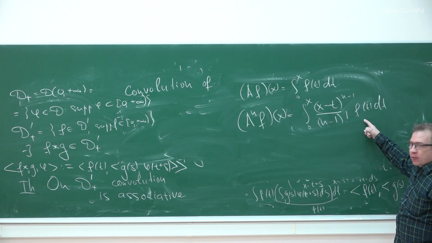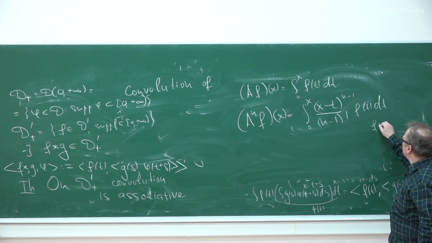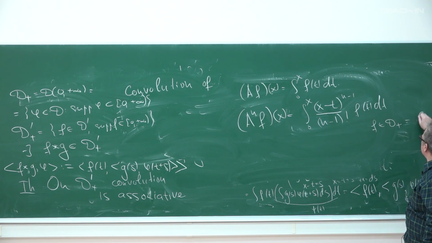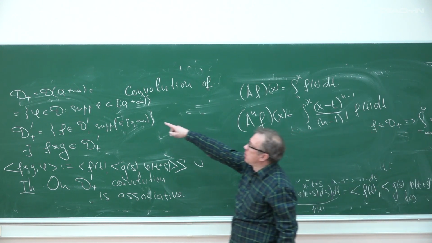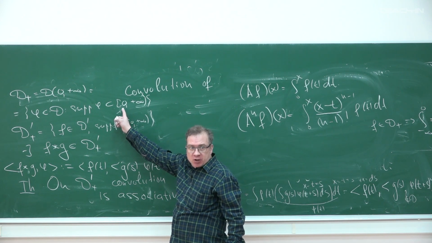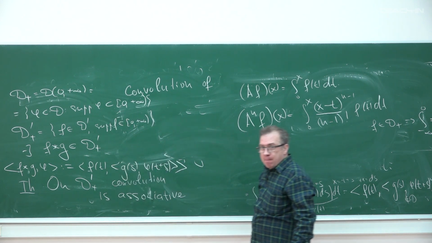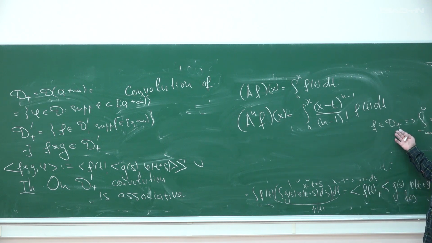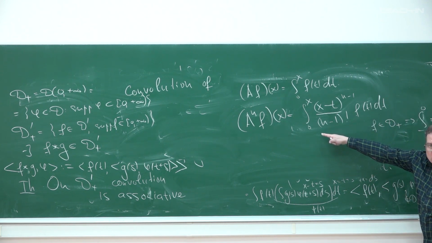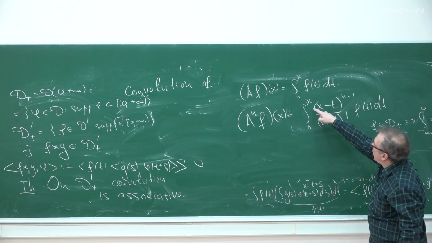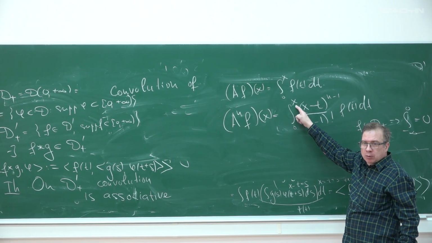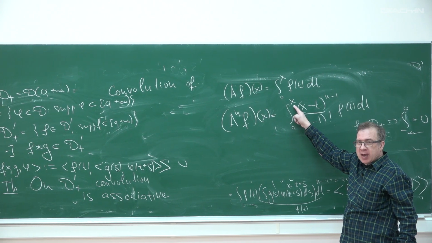If the function f is from D plus, then the integral equals 0 for negative x, yes? Because the support of the function on the negative semi-axis is 0. So for functions of this class, the integral will start from 0. But what can we do if we want to obtain x here?